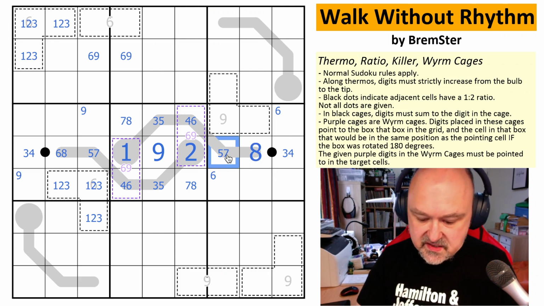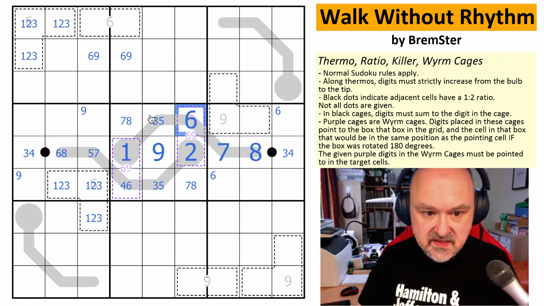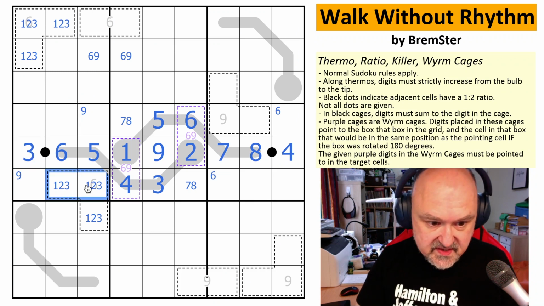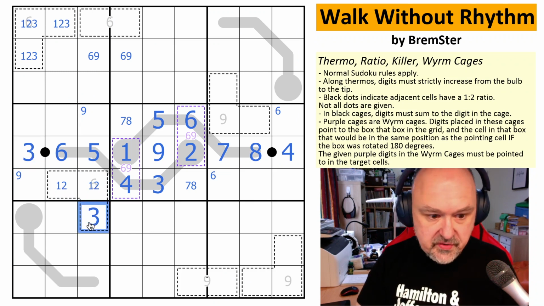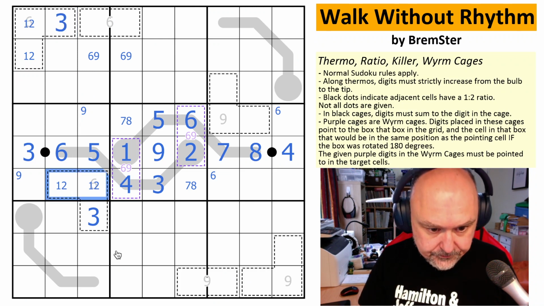So that's the 8. And we know that it has to run down 8, 7, 6, 5. So this will be the 3, 4, 5, 6. This gives us the 4 and the 3 because of the ratio dots. This takes 3 out of those and puts a 3 in there. It takes 3 out of those and puts a 3 in there. And we get some 1, 2 pairs.